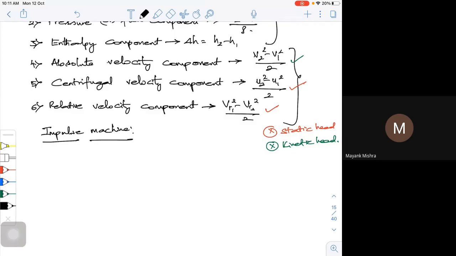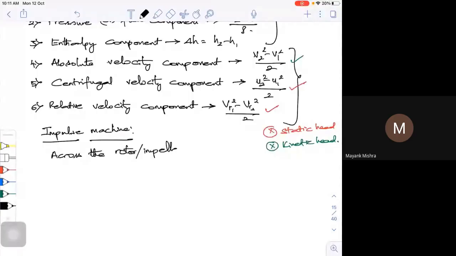So across the rotor, what is the rotor or the impeller? It is where the energy is getting transferred. It's the rotating member of your turbo machine. What does it have? It has a set of blades, and within these blades, the fluid is flowing. So across the rotor or the impeller, there is no change.